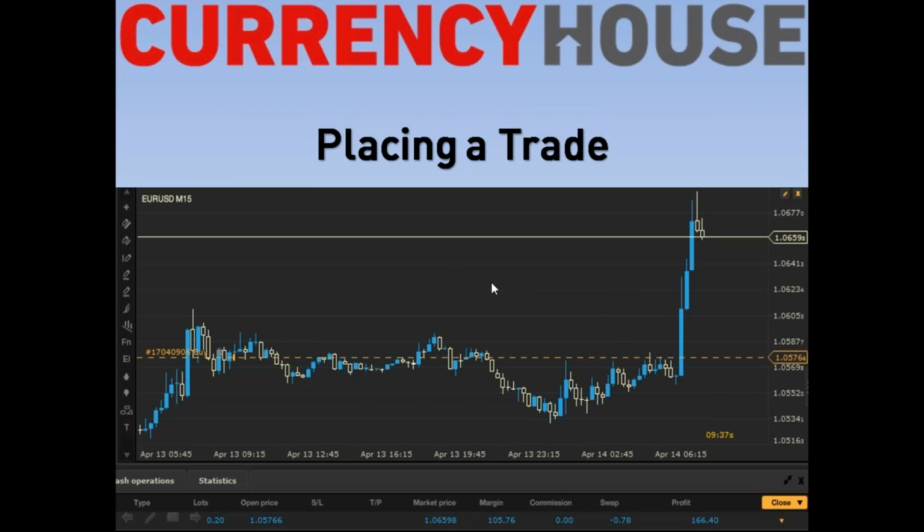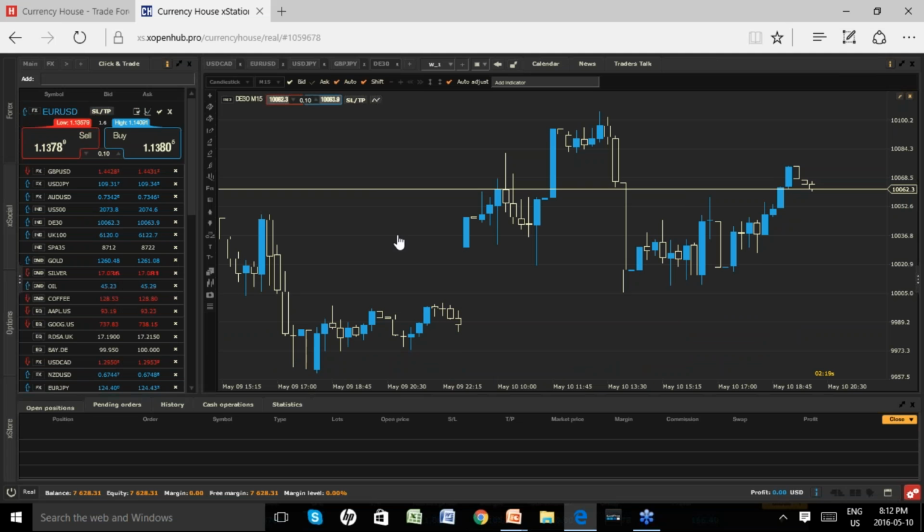Okay, now step two. You want to place a trade. You want to make some money. And I don't blame you. Everybody wants to make money. I want to make money too. So when you place a trade on the Forex menu, there's going to be one of two things you want to do. You're either going to buy something or you're going to sell it.